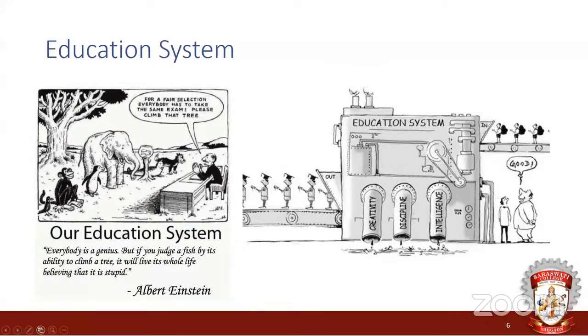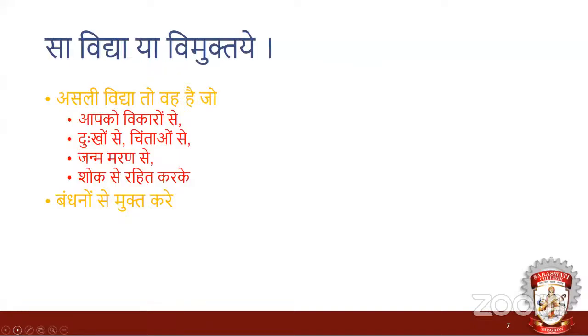Okay, so take this as one point. I'll put different scenarios. You need to assume this is one dot on a canvas. At the end, we'll try to draw a picture out of it. So this is one dot I'm putting here. What is education? What does our ancient science say about education?